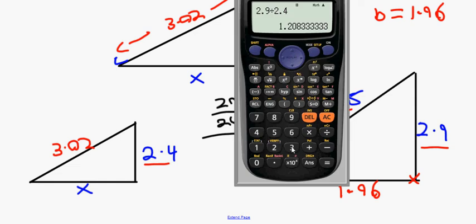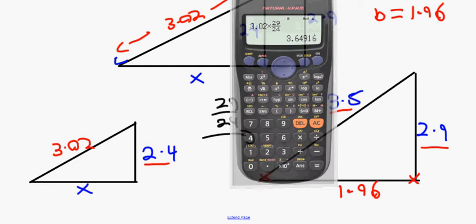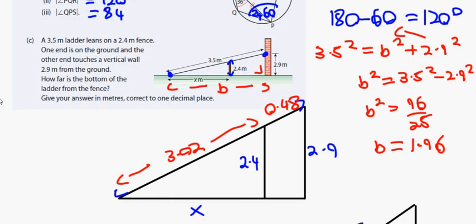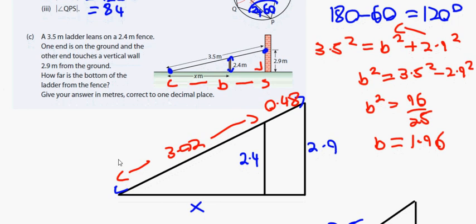So if I multiply 3.02 by 29 divided by 24, I should get 3.5. And I don't, I get 3.6, so I just made a quick error on that. So I'm just going to start this again, well, not completely from scratch. Okay.